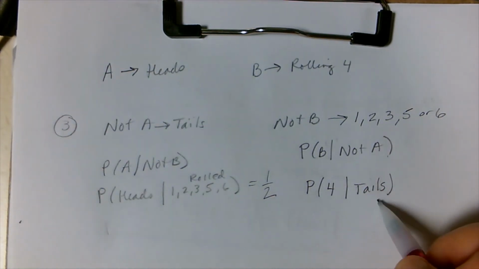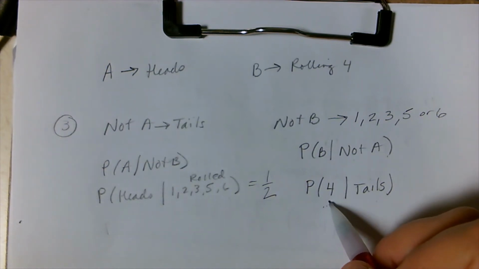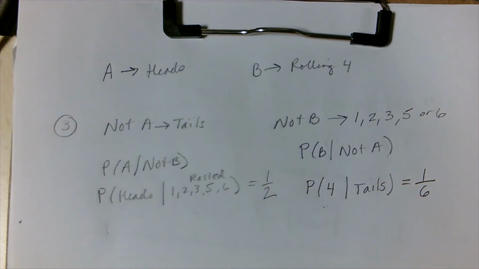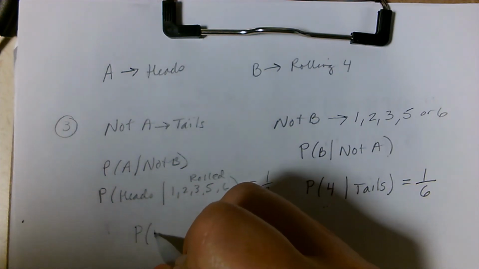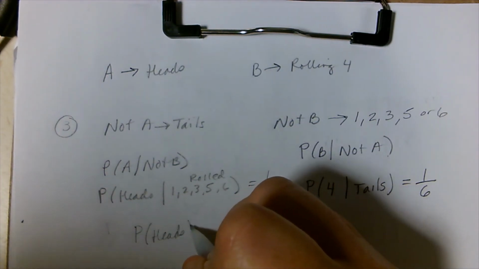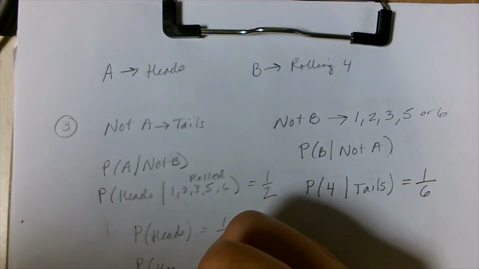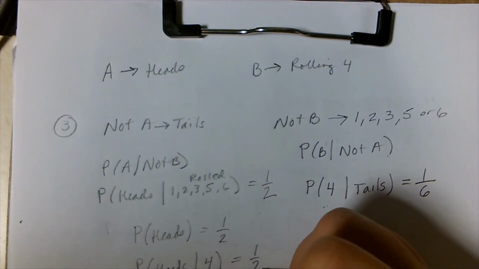Again, I could get tails on the coin first, and that won't affect what I roll. This still has a 1 out of 6 chance that I'm going to roll a 4. So hopefully you'll notice this 1/2 was a probability that we got before. The probability of getting heads, or probability of A, was 1/2. Also, the probability of heads, given the fact that we rolled a 4, was equal to 1/2.